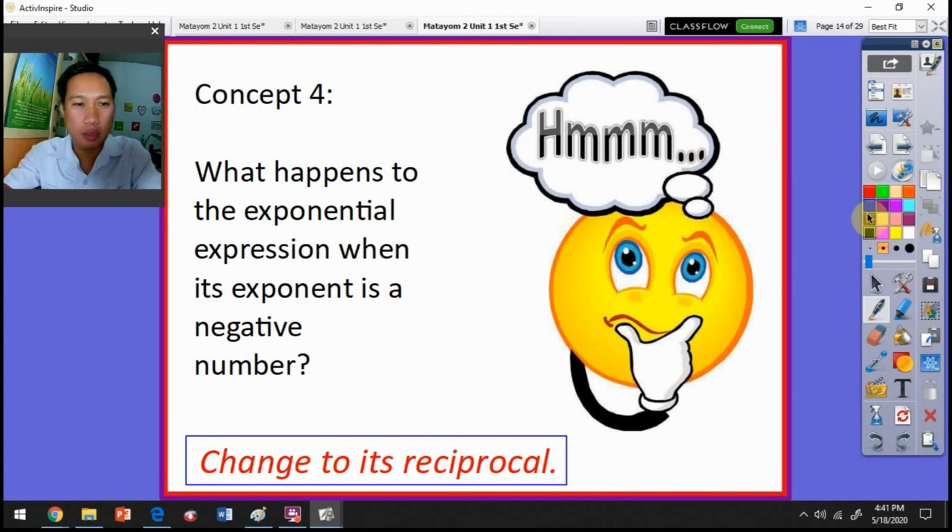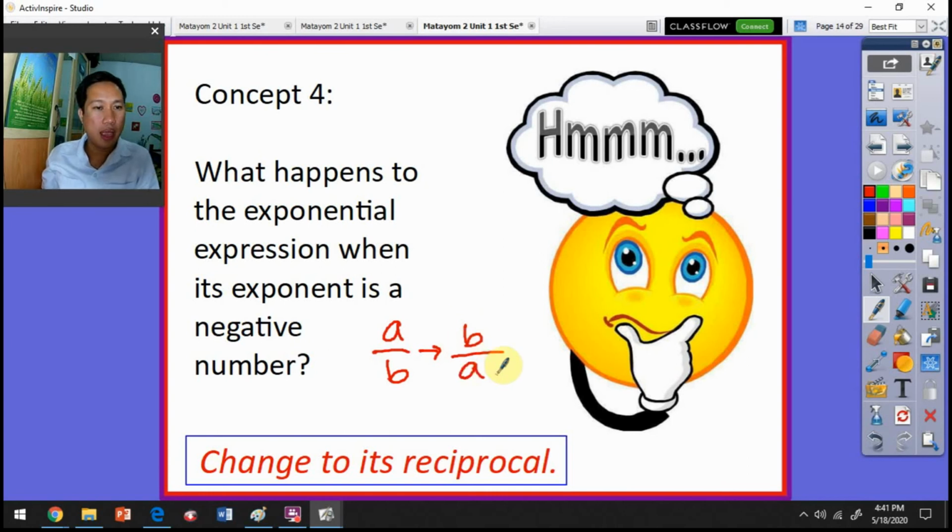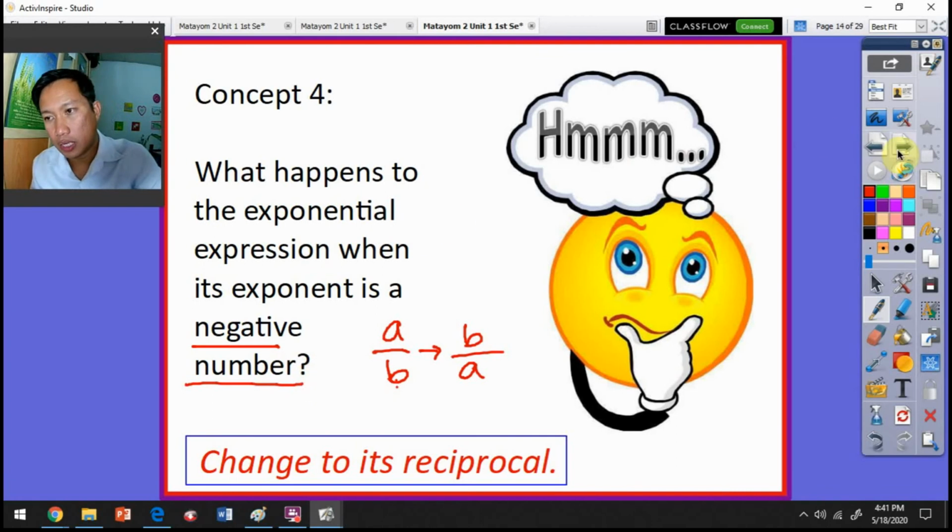When you say reciprocal, you have to flip the numerator and the denominator. So you will have b over a instead of a over b. a over b becomes b over a every time you have a negative number as your exponent. So let's check our investigation.